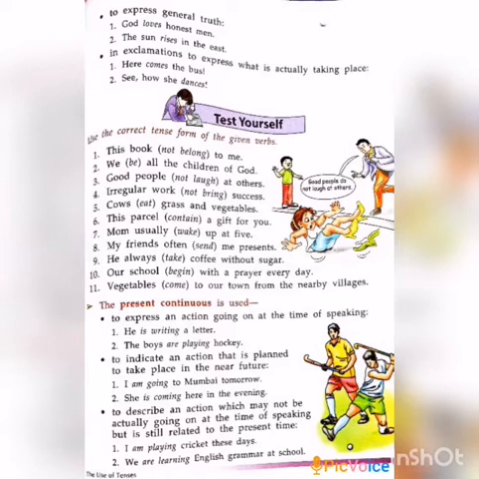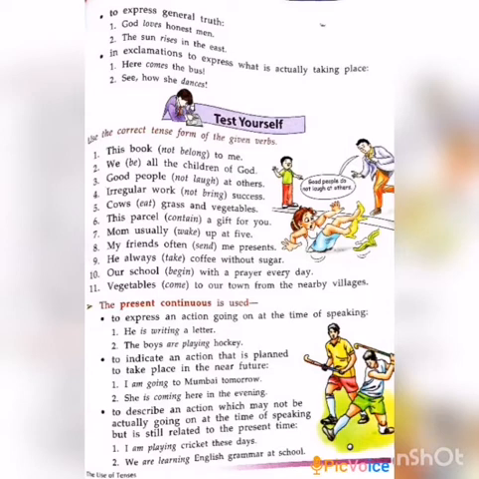And the second one, to indicate an action that is planned to take place in the near future. And the third one, to describe an action which may not be actually going on at the time of speaking but is still related to the present time. So how can we identify the continuous tense? With the verb plus ing. Okay. So am, is or are plus verb plus ing is known as the present continuous, that is the format.